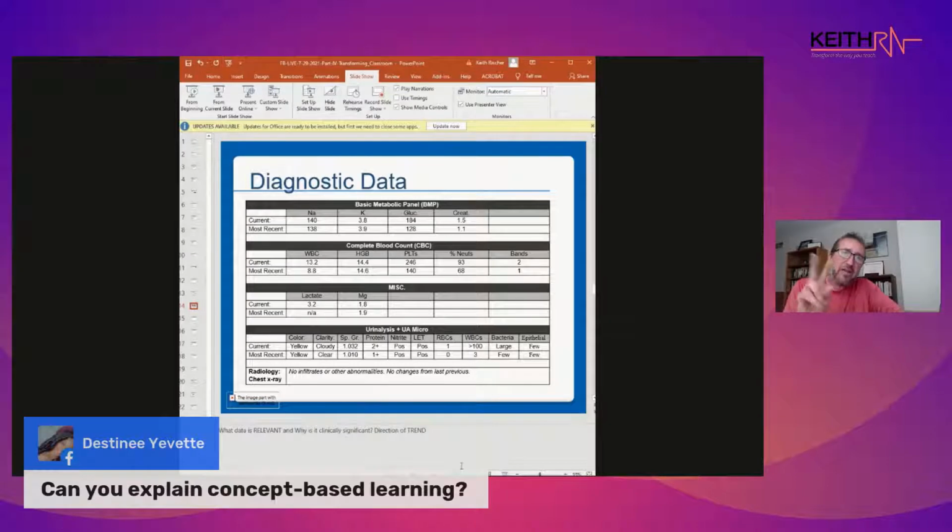We want to do two things with all of our diagnostic results as well as with our vital signs and assessment data. We trend everything. We compare the most recent to the current of all of our vital signs, our assessment data, and our diagnostics, and we see what direction. Going up, down, improving, not. That's what NextGen NCLEX is going to be assessing.